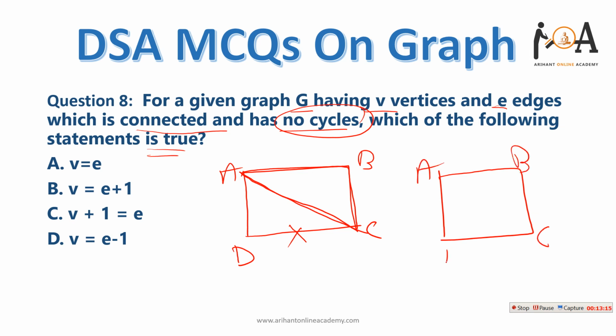A, B, C, D. So if I have V vertices, here the total vertices V is 4, equals edges plus 1. What is the number of edges? For a given graph G with V vertices and E edges, which is connected and has no cycle, which of the following is true? Okay, I need to answer which of the following is true. So V equals E.